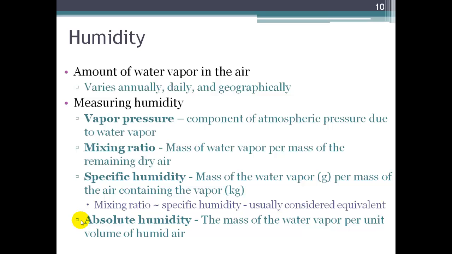Humidity is measured in a number of ways. Through vapor pressure, which is the component of atmospheric pressure due to water vapor, so how much pressure is exerted by water vapor in the atmosphere. Mixing ratio, which is the mass of water vapor per mass of the remaining dry air. Specific humidity is the mass of water vapor per mass of the air containing the vapor. These are very similar, mixing ratio and specific humidity, so they're usually considered to be about the same. And absolute humidity, which is the mass of the water vapor per unit volume of humid air.